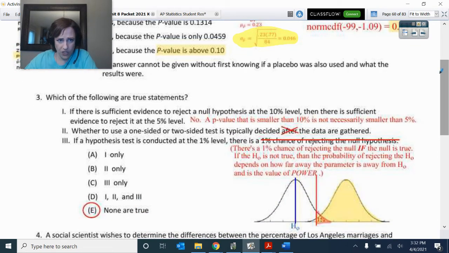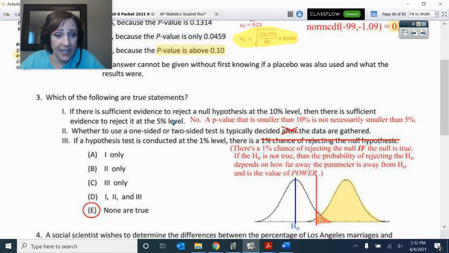Number 3, which of the following are true? None of them are true. So a p-value that's smaller than 10% is not necessarily smaller than 5%. And to be significant, you're smaller than alpha. You're farther away from the null hypothesis than the rejection region. So you wouldn't decide the type of tail after the data is gathered. You do that before based on what you are inquiring and what you are investigating.